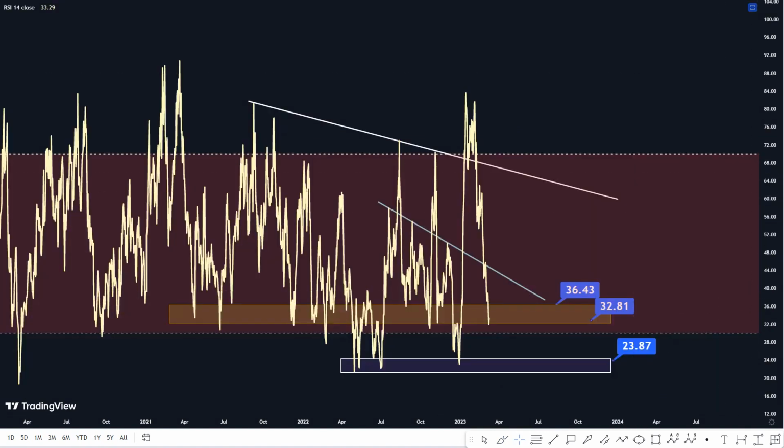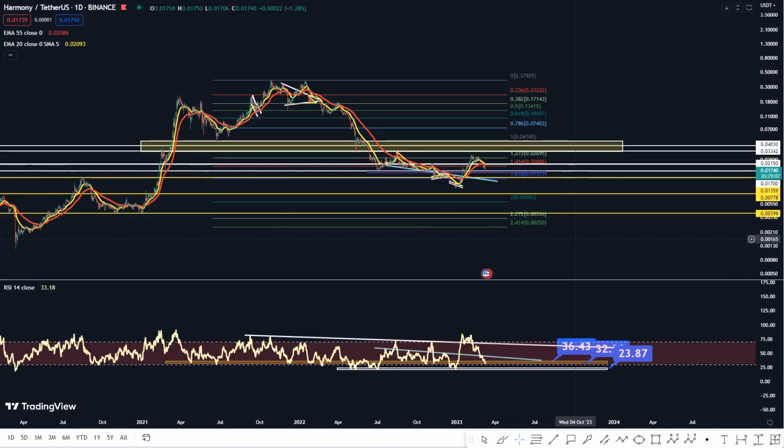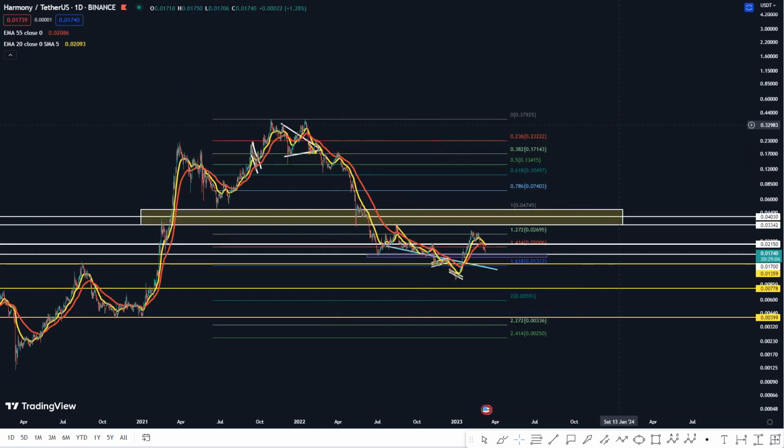Taking a look at the daily RSI, we're already back in the golden support block. I've been talking about this for multiple months for Harmony One, and if we drop even lower on the 14th and 15th, if the CPI and the PPI data is going to be very negative, we could drop down here to the RSI of 24 roughly. And on the 22nd of March, if the interest rates are hiked by another 50 basis points, that is going to be very damaging to the US economy, and consequently the stock market is going to collapse, and the crypto market will collapse as well.